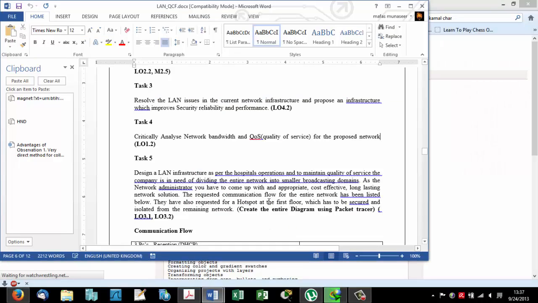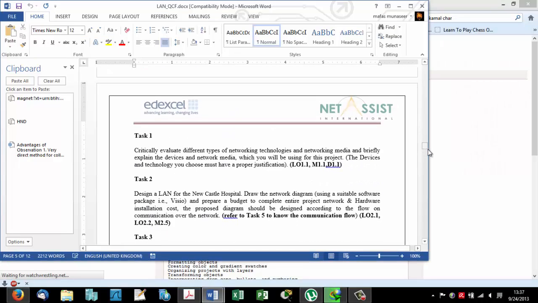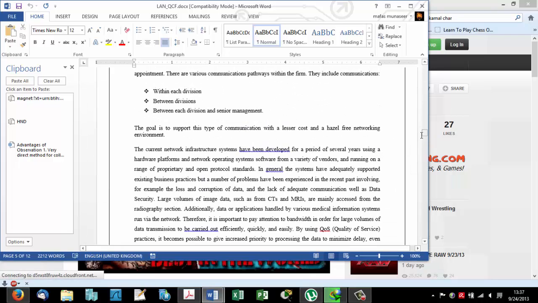Variety of vendors means you have to maintain compliance. You can't come up into one thing. Variety of vendors has issues. And running on a range of proprietary and open protocol standards.